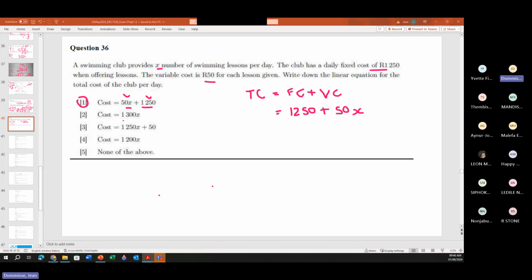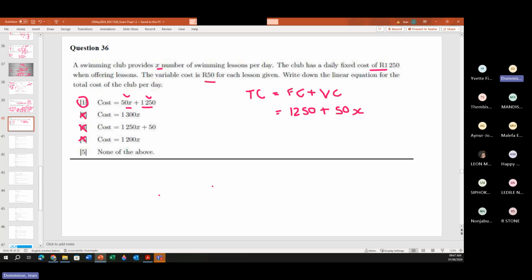So if you set 1250 plus 50 and then set times x, you would have gotten that one. If you swapped it around, we'd have gotten option 3. If you set 1250 minus the 50, you would have gotten the 1200. So again, just follow, I think that was chapter 2 or 3, total cost, fixed cost plus variable cost.